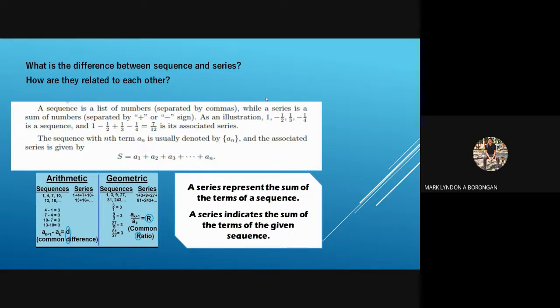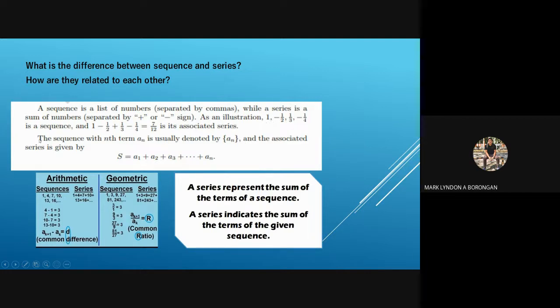As an illustration, you have there one, negative one half, one third, negative one fourth. That is a sequence. Kani siya wa ni gapasabot nga series ni siya kay na siya positive or negative na siya negative nga signs ha. It is separated by commas, therefore we will call it a sequence.